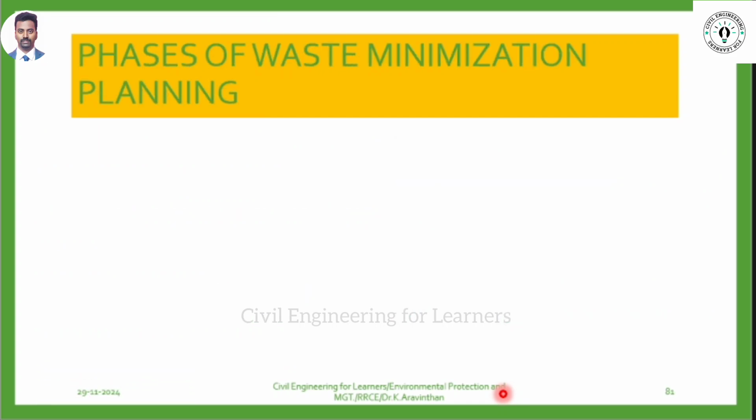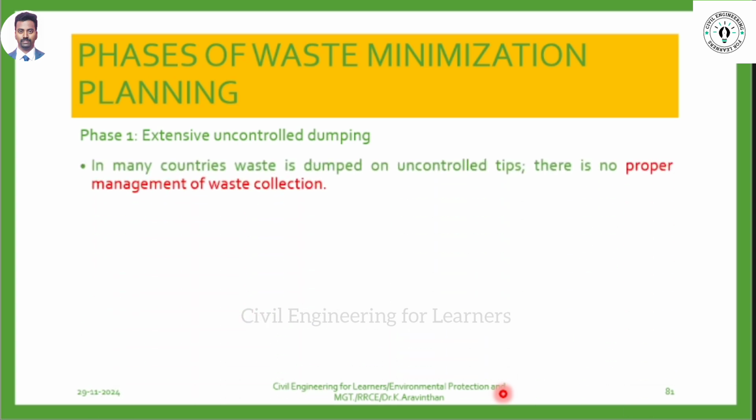Phases. There are 5 phases for waste minimization. Immediately you cannot reduce all the waste. First phase is called extensive uncontrolled dumping. What do you mean by dumping? Waste is stored in a place. It is called dumping. So first phase is to control. The uncontrolled dumping has to be controlled. So there should be a dumping place in order to minimize the waste.